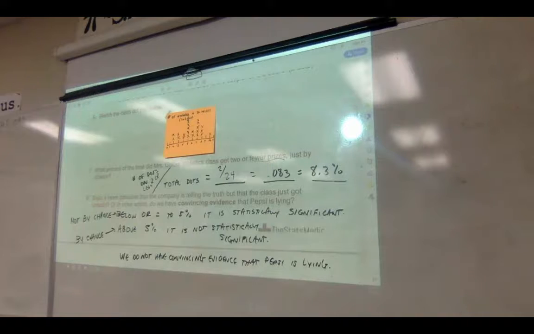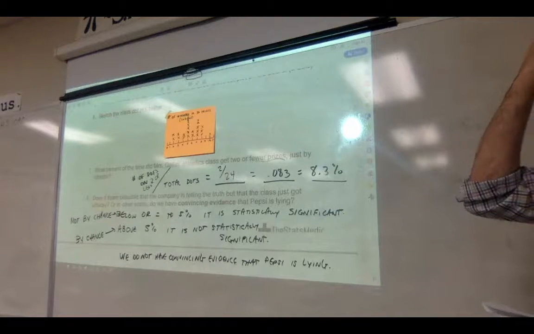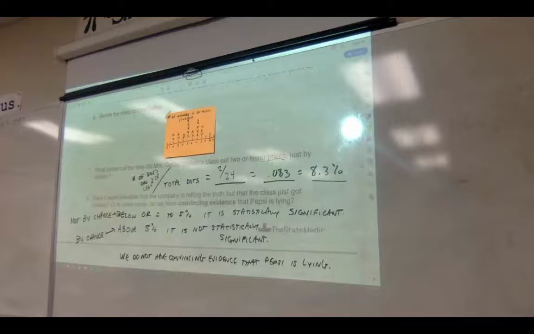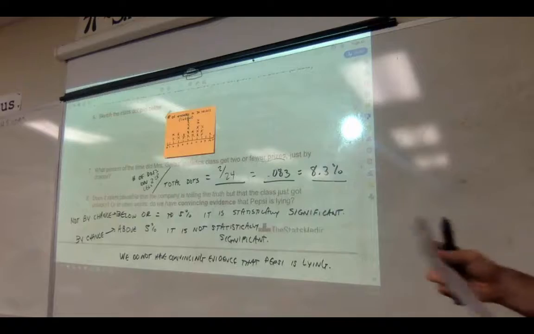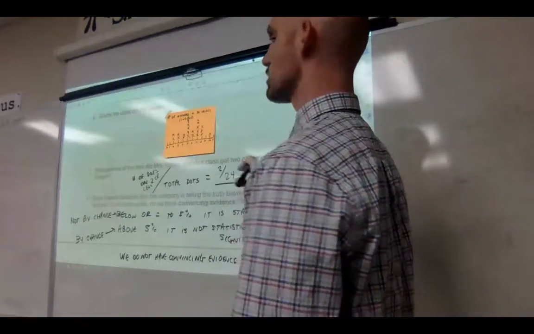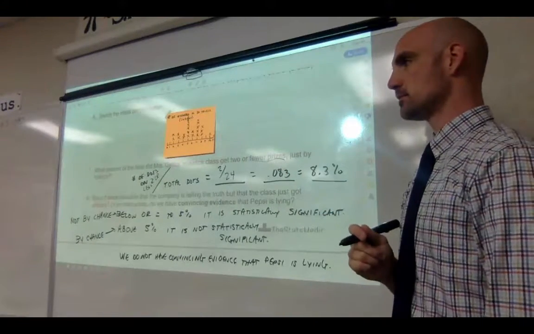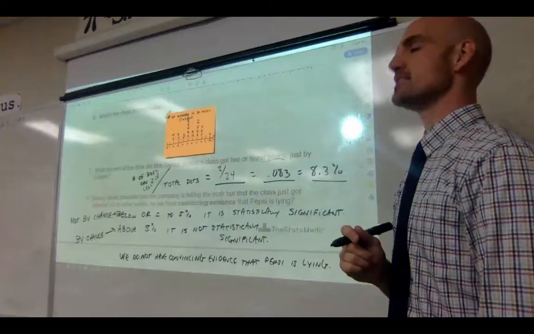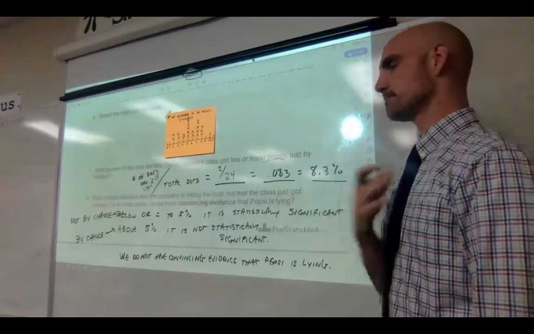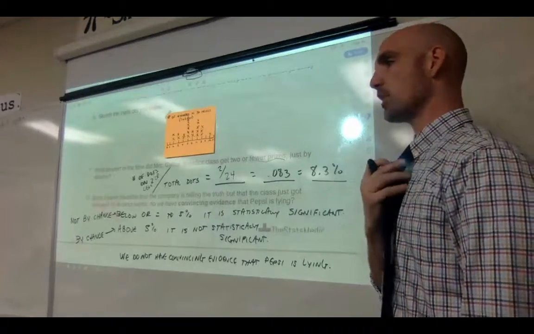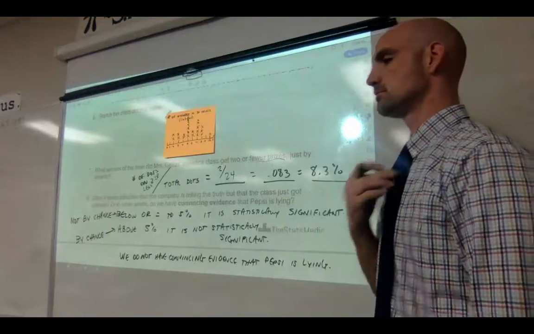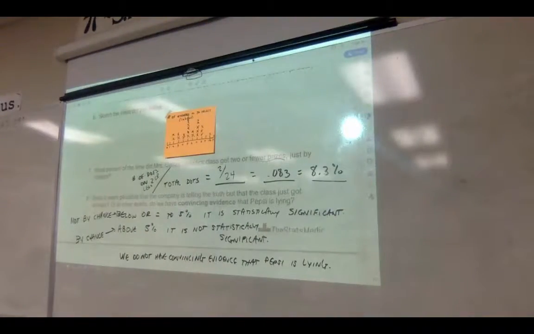We do not have convincing evidence that Pepsi is lying. What would be convincing evidence that they were lying? What you'd say is we have evidence to suggest that Pepsi may be lying, versus we do not have convincing evidence. But what would that evidence be? It would be under 5%. Sure. If our class had gotten 1 out of 30, it's hard to get less than 5%. Less than 5% of the time, you'll get a win, 2 out of 30, 2 or less. It's very unlikely.